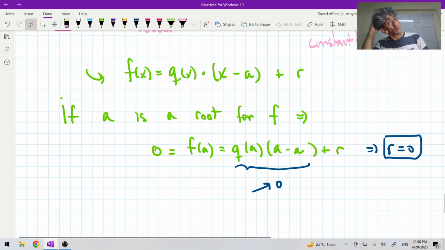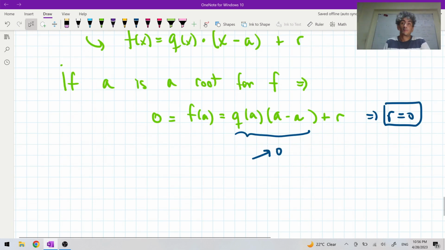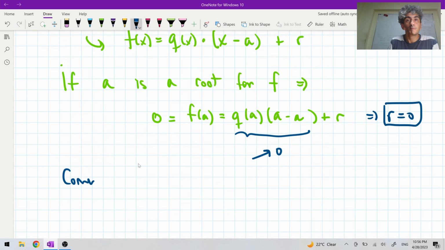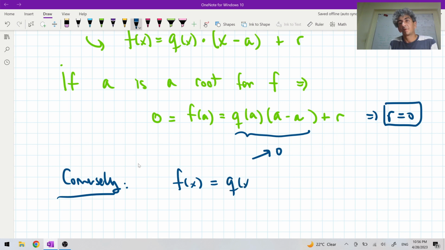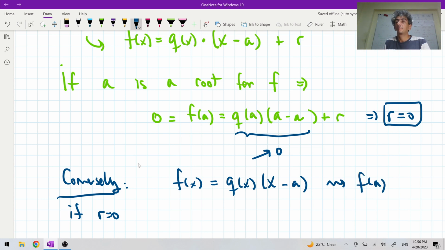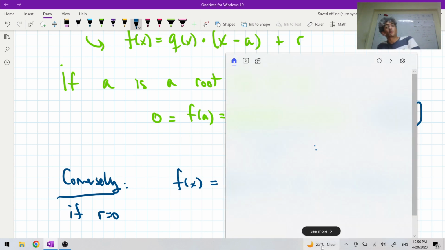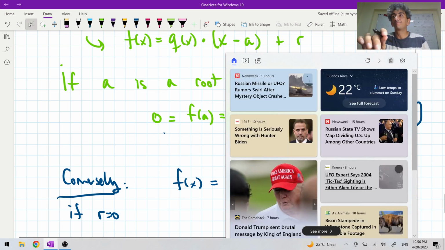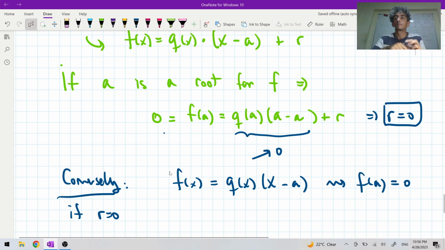And we also have, conversely, if r is 0, then we can write this, and then f of a will equal 0. Okay, so that's really easy.